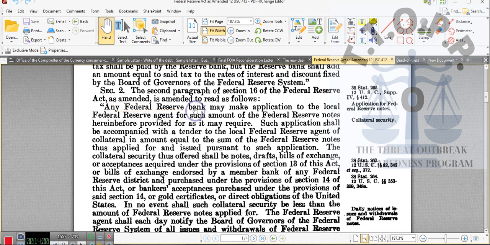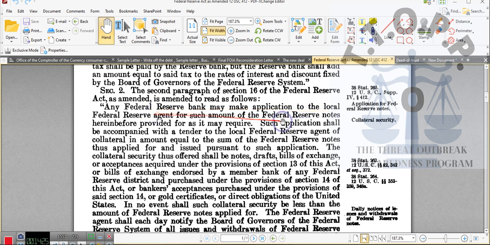Any Federal Reserve Bank, that includes you. Now, some of you are going to have to prove that. For the people we're going to talk about the mortgages for in a minute, we will already prove that for you. May make application. Didn't say an application, but pay attention. May make application. Now, does it need a physical application? Of course it does. I'll explain why in a minute.